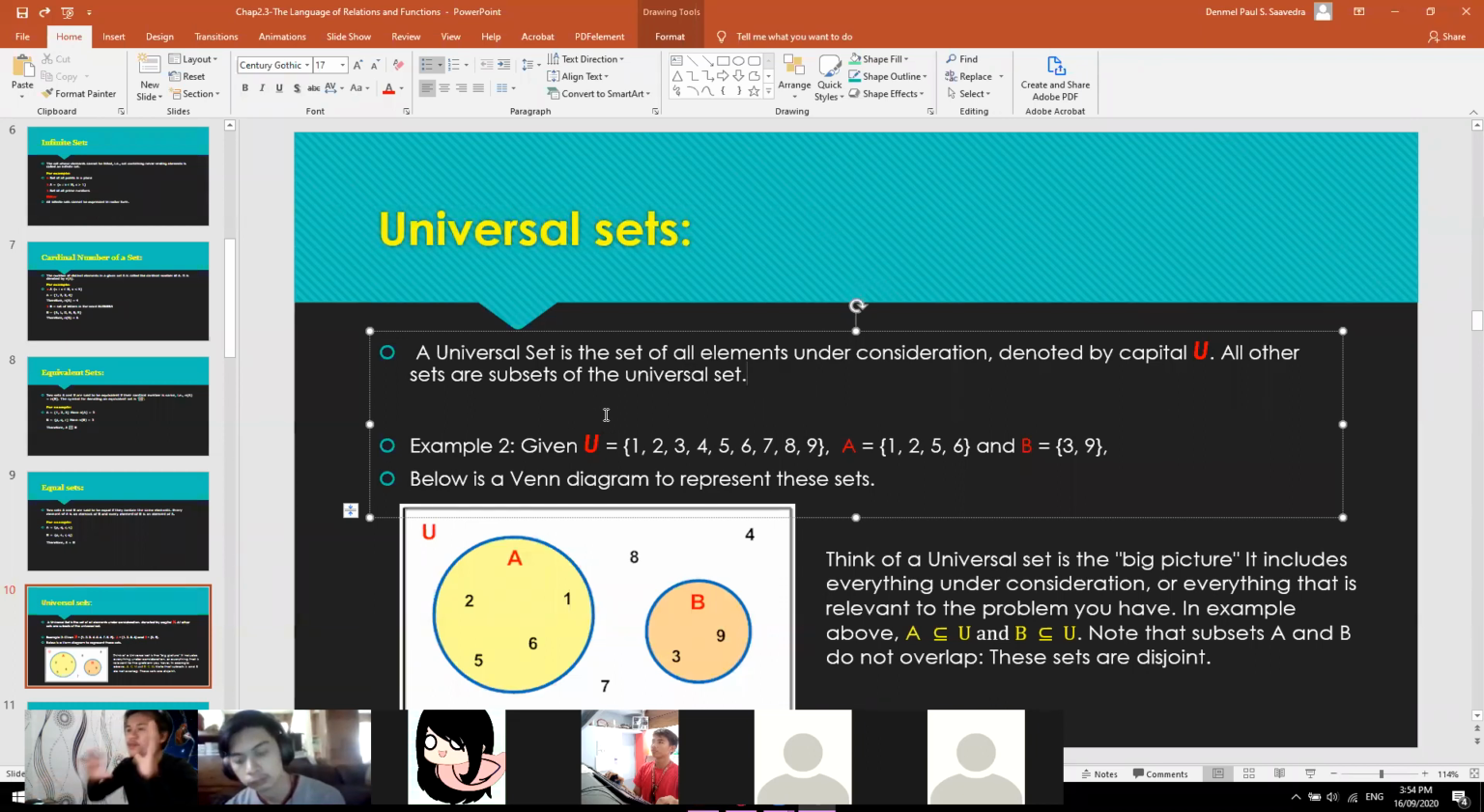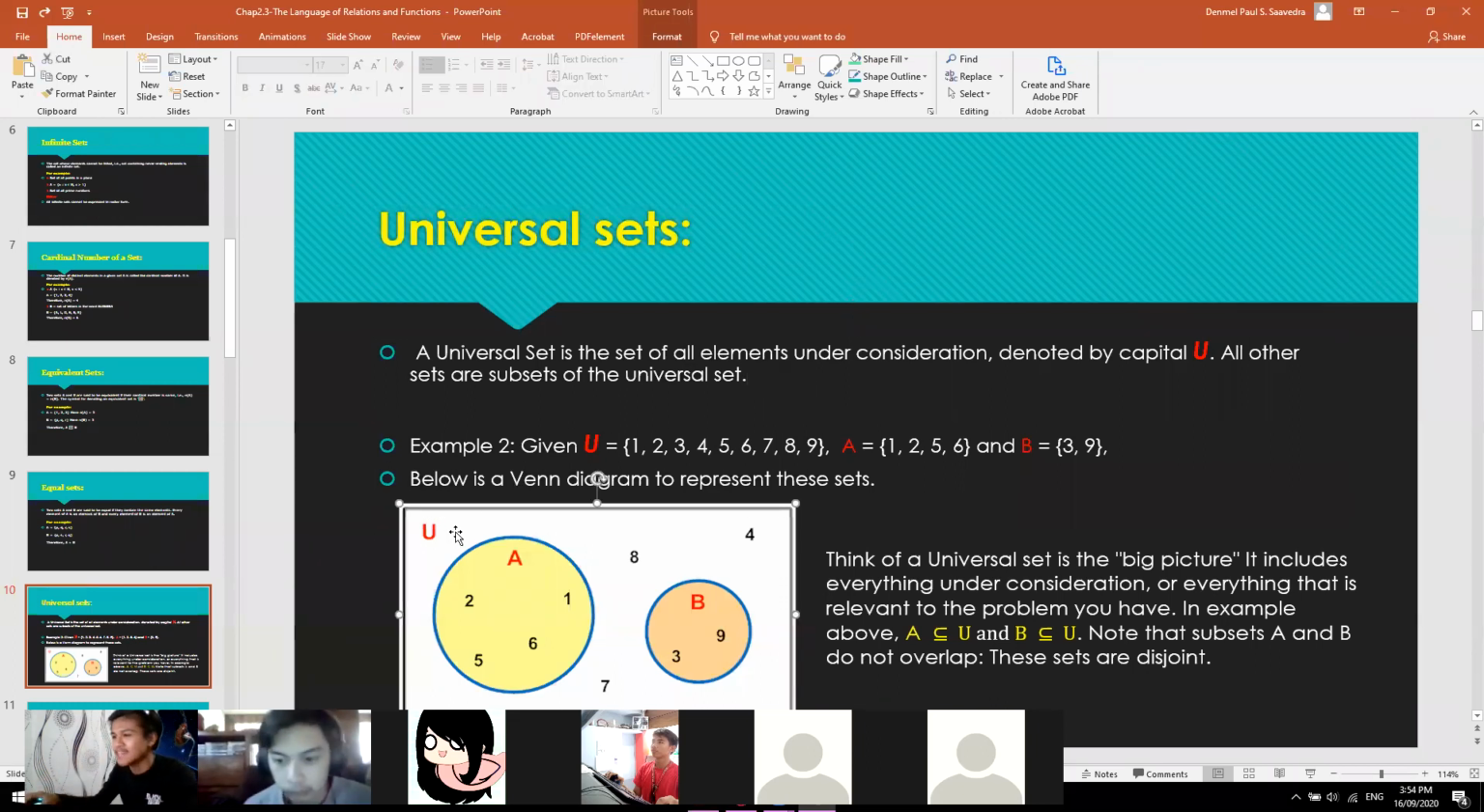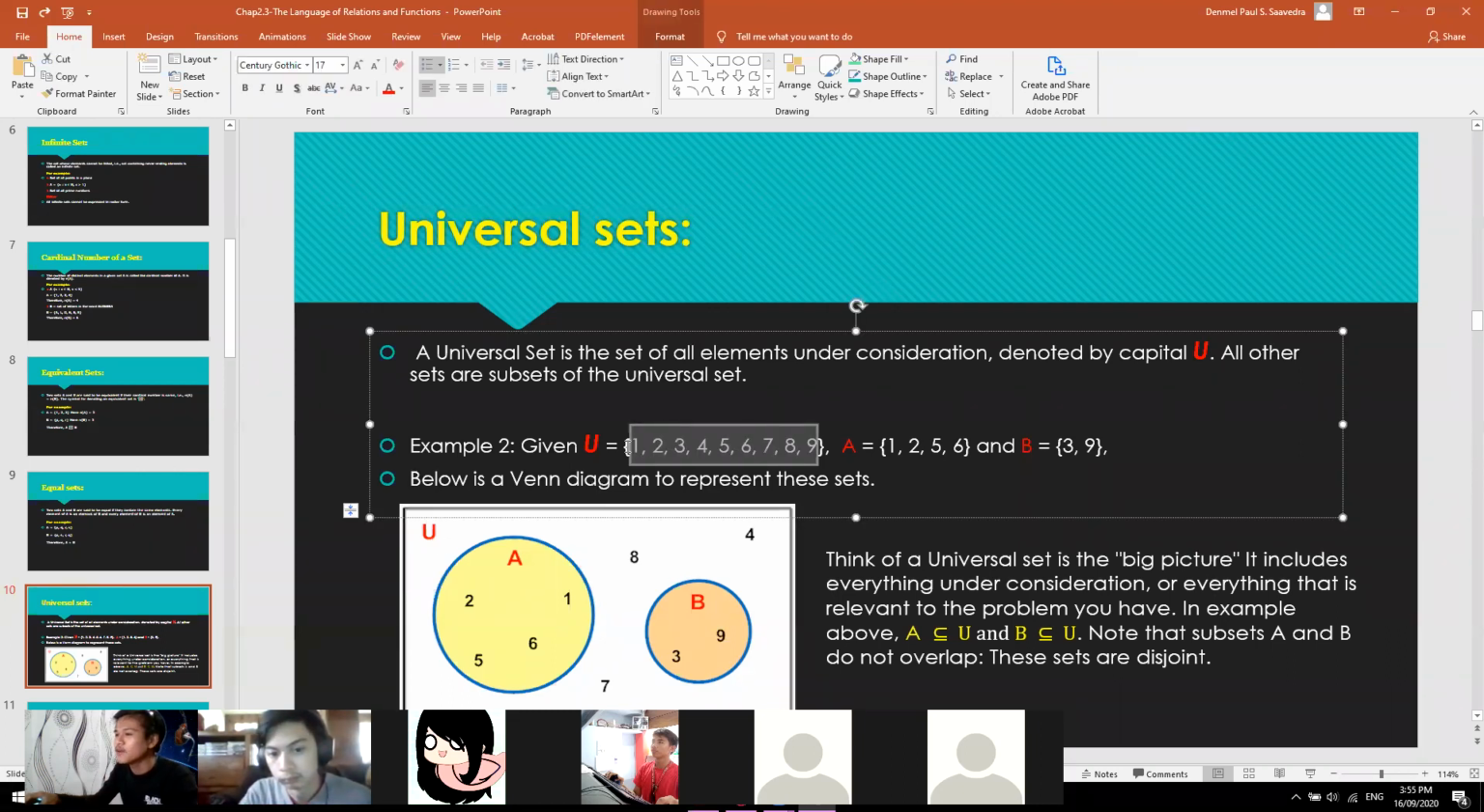So from the word universal, it's like it has its own universe. So imagine niyo na lang itong rectangle na to, yan yung universe natin, wherein we have a planet A and then planet B. Okay? So lahat ng nandito is under universal U or set U. Ito yung parang kumpleto na element na meron tayo: 1, 2, 3, 4, 5, 6, 7, 8, 9. And then this planet A contains 1, 2, 5, 6, which can be found on the universal set. Same with letter B, which is 3 and 9, which can also be found on set U.